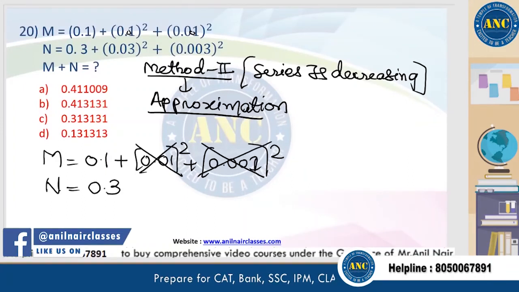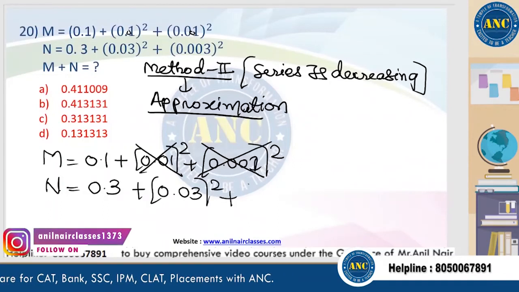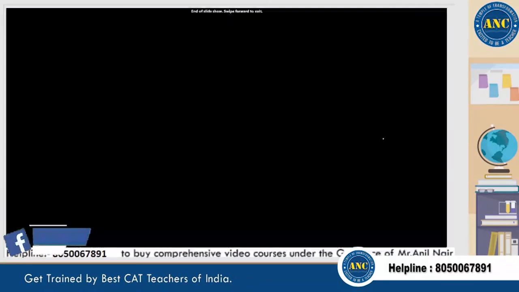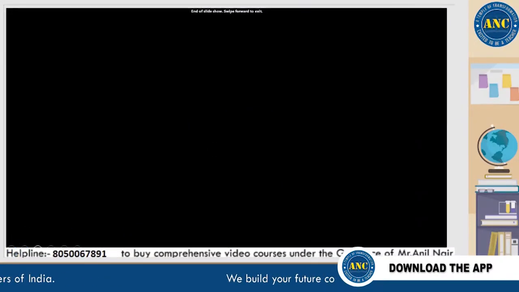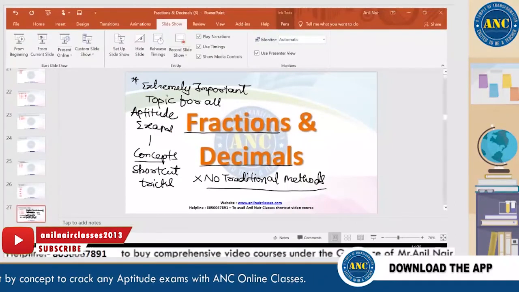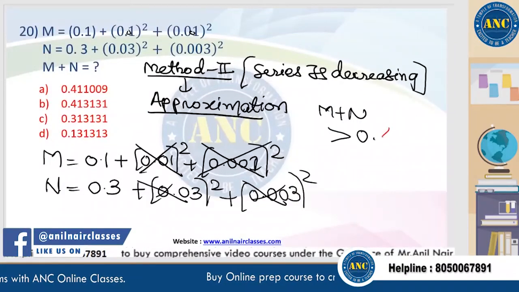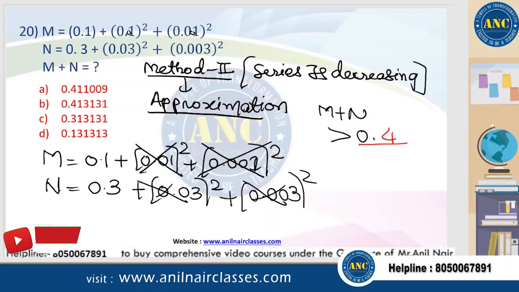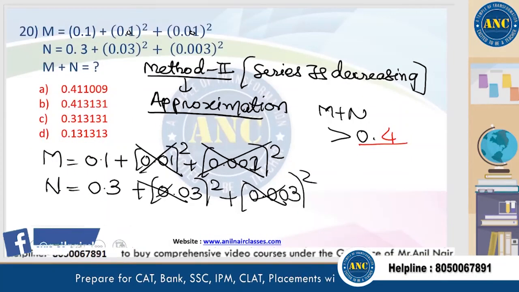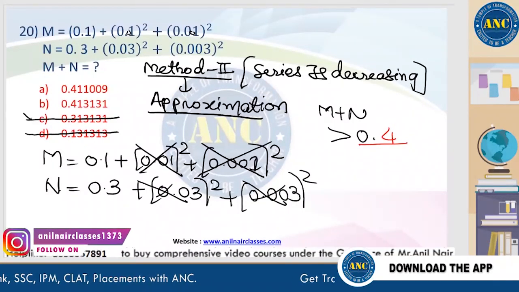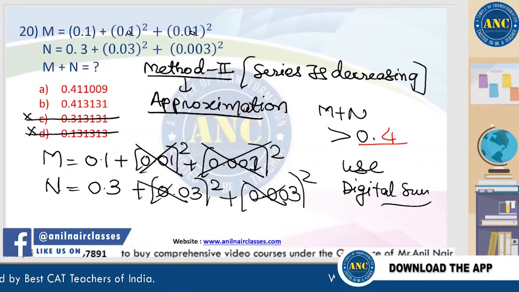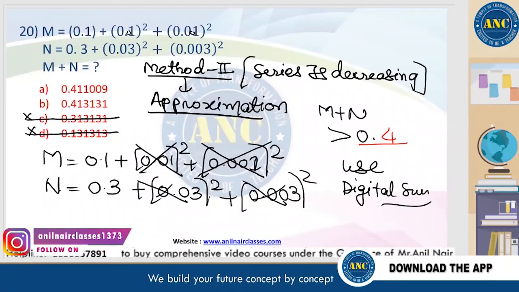N is nothing but 0.3 plus 0.03 square plus 0.0003 square. These are also smaller values. So M plus N, the answer should be just greater than 0.4. Because the answer is just greater than 0.4, the third option is eliminated, the fourth option is eliminated. Then you can use digital sum. I hope the concept is clear, right? 0.01 whole square is a point followed by 3 zeros ending with 1, that is very small. So because the values are decreasing, use approximation.